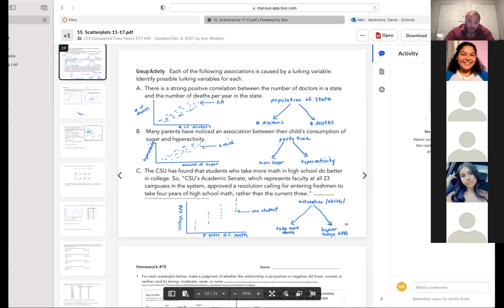So it's not that taking more math causes you to have a higher GPA, but again, it's the type of people who do more math who are the types of people who would have a higher GPA. Who are they? Ones with a greater motivation and ability.